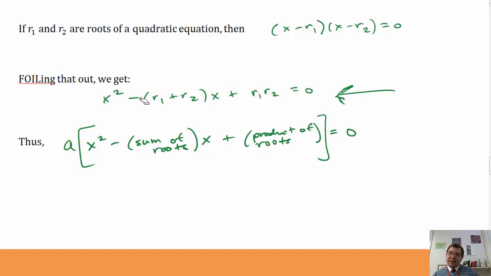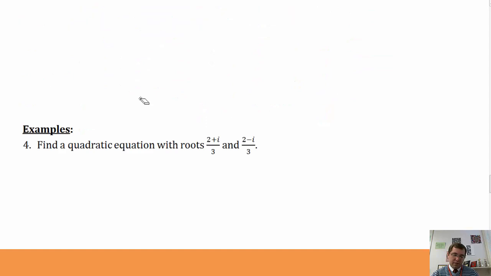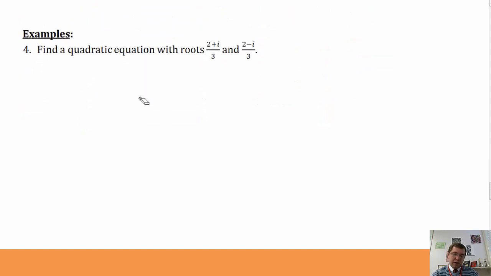So that makes it really easy to then find the equation if I know the roots. I add them together, that becomes the number in front of x. I multiply them together, that becomes the number on the end. So let's see that in action. Let's find a quadratic equation with roots 2 plus i over 3 and 2 minus i over 3. Those are complex numbers. They're complex roots. But it will give me a quadratic equation with real numbers.